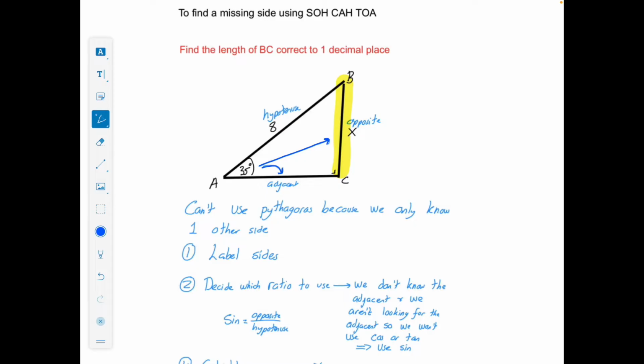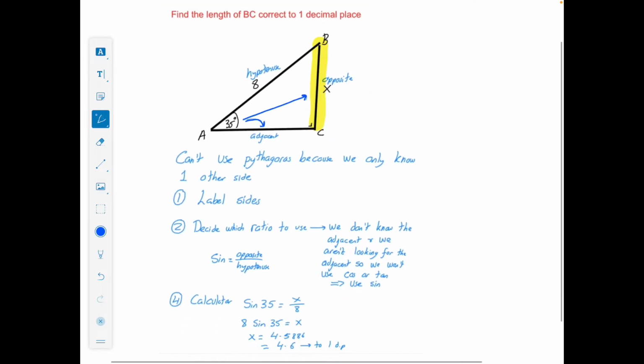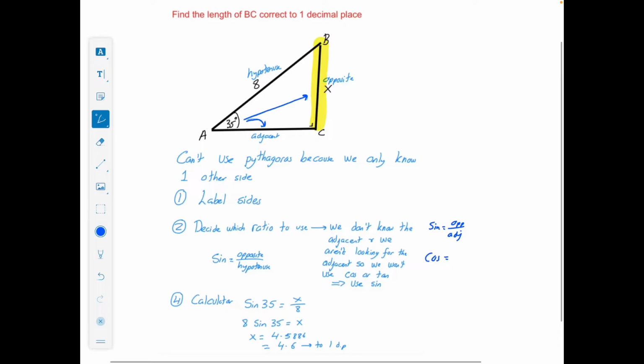Now, we need to decide which ratio to use. So I'm going to write them all out here. Sine is opposite, so we write OPP for short, over adjacent. Cos is adjacent over hypotenuse, and tan is opposite all over adjacent.